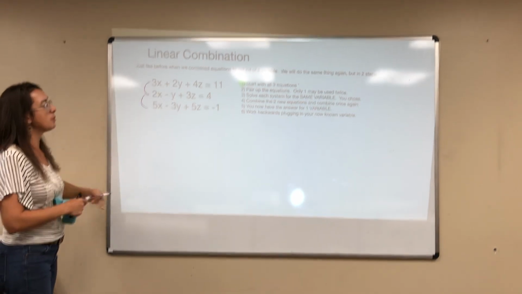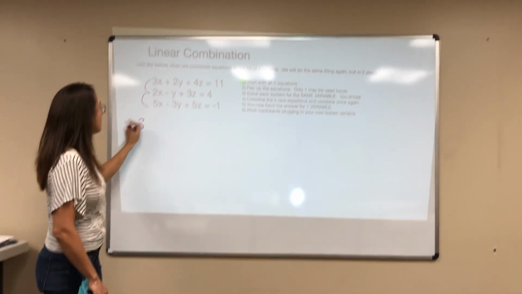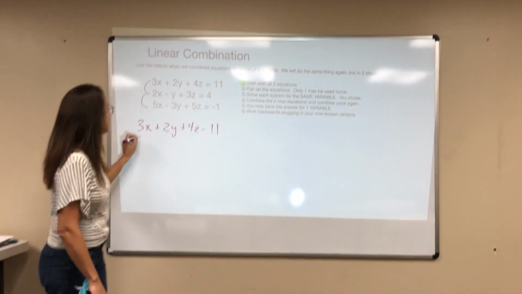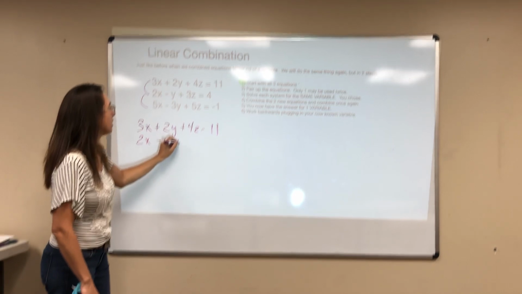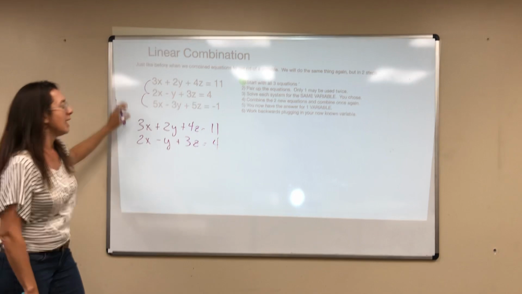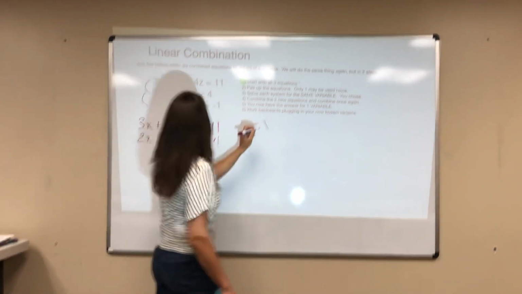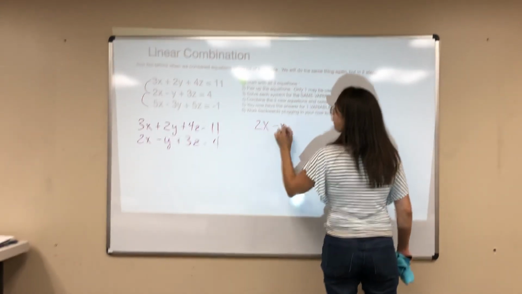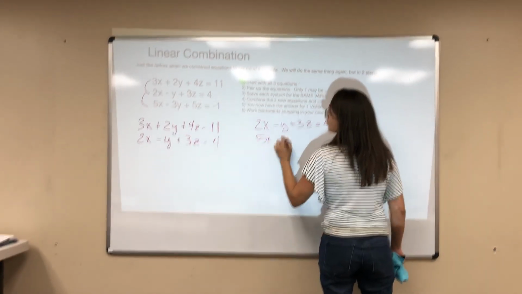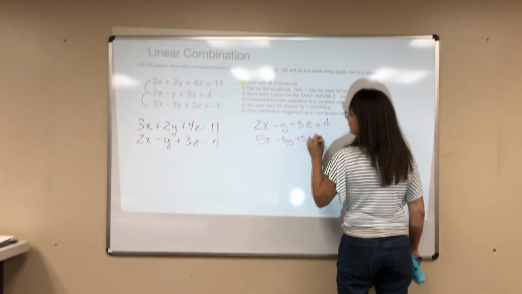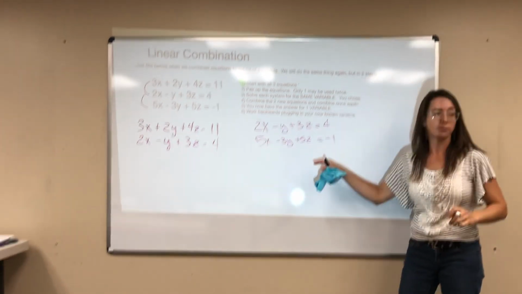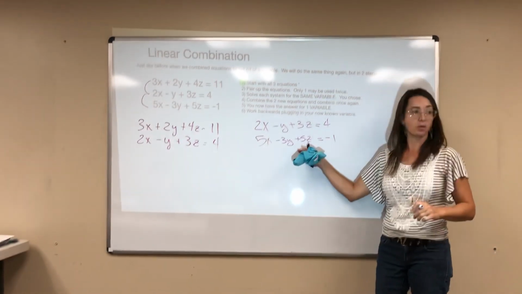So in this one, I'm going to pair them up. I'm going to have 3x plus 2y plus 4z equals 11 and 2x minus y plus 3z equals 4. That's my first pair. Then I'm going to write my second pair: 2x minus y plus 3z equals 4 and 5x minus 3y plus 5z equals -1. Do you see how I've paired them? Now I have systems that I know how to work with.